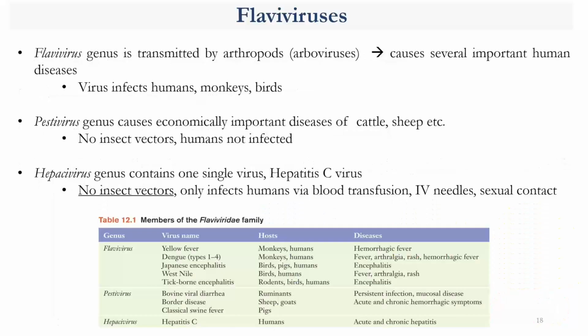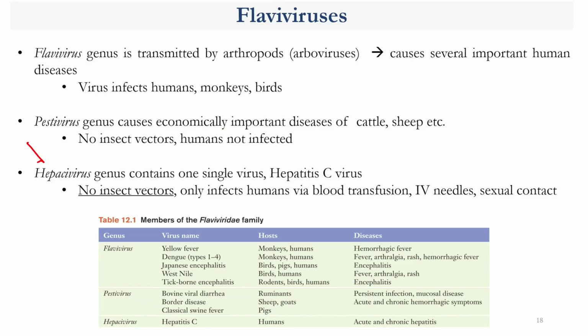All right, so flaviviruses are generally transmitted by arthropods, okay? So they are also called arboviruses, and they can cause several important human diseases. These viruses infect humans, and they can infect animals like monkeys and birds. You also have the pestivirus genus, and this is mostly relevant in livestock, so cattle, sheep, etc. They don't have insect vectors, and humans are not really infected.